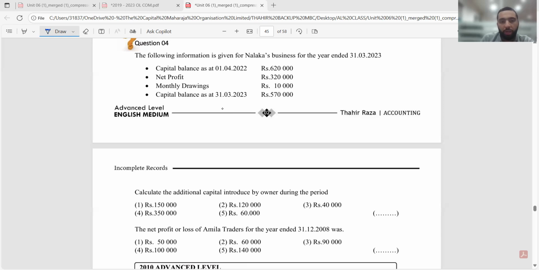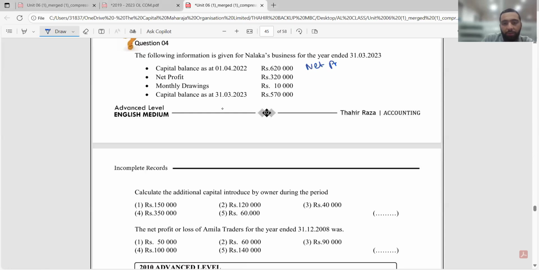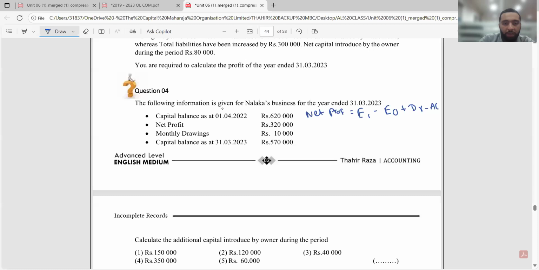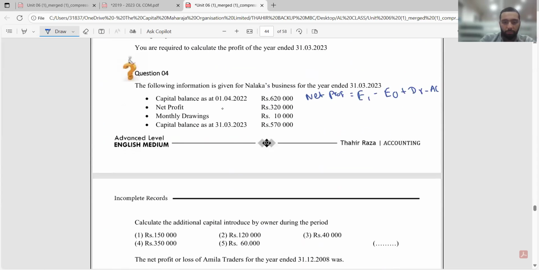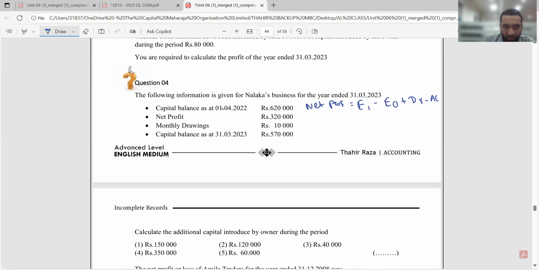Right, students, is everything okay? Shall we move on to the answer? Right. So this is a very simple question. We will use the same equation. Net profit equals E1 minus E0 plus drawings minus additional capital. So this is the equation that we have used. Very simple. So net profit they have given 320.